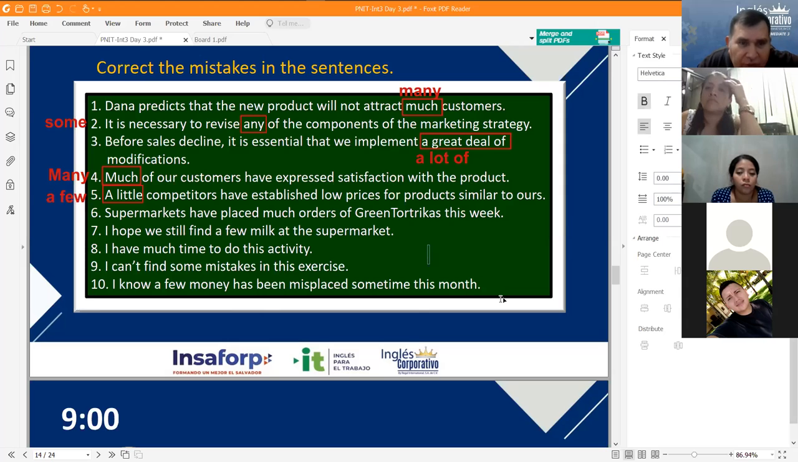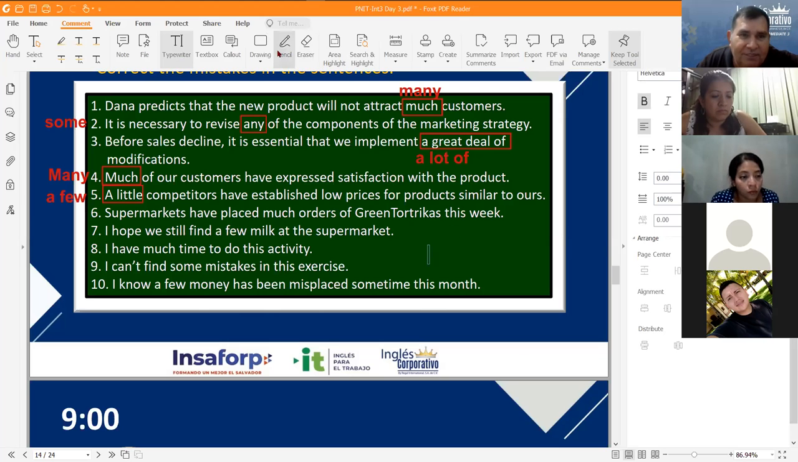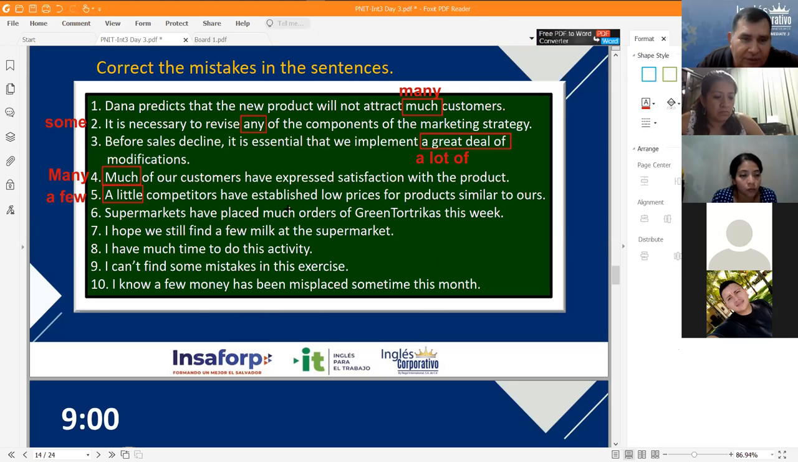Few competitors have established low prices, etc. Supermarkets have placed much orders of greens or trinkets this week. Chips, pepper, tortilla chips. Okay, so what do we say? Yes, my dear ones? A lot of orders.